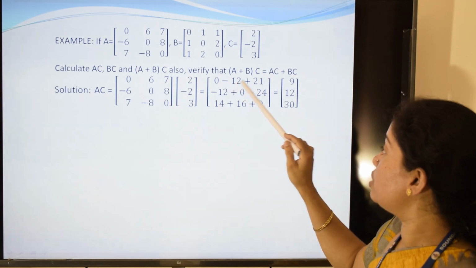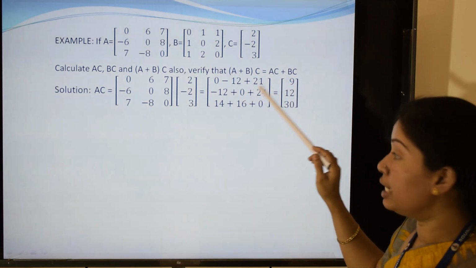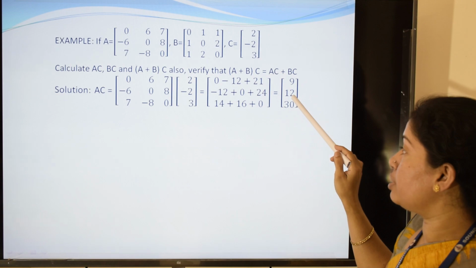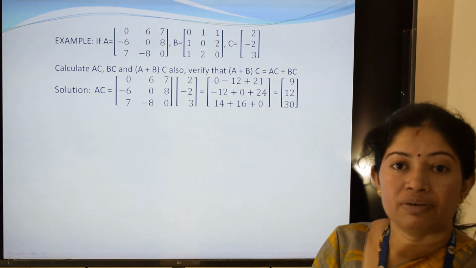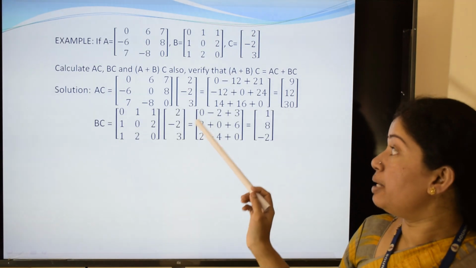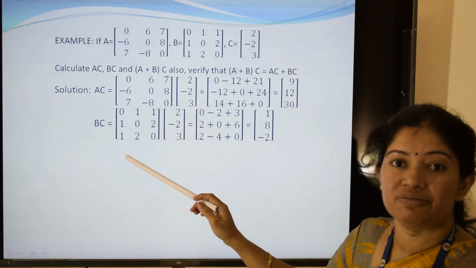So it is minus 12 plus 21 is 9. Minus 12 plus 24 is 12. 14 plus 16 is 30. So we got our matrix AC. Next step is finding BC. So let us find BC now.